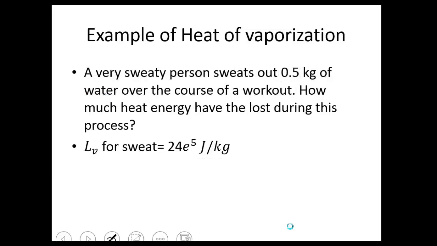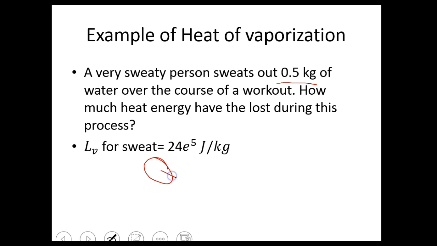All right, and so then let's talk about a very sweaty person. Let's say that a very sweaty person loses about half a kilogram of water over the course of a workout. How much heat energy did they exhaust during this process? Half a kilogram of water is about a pound, right? And so they're looking at losing a lot of water.